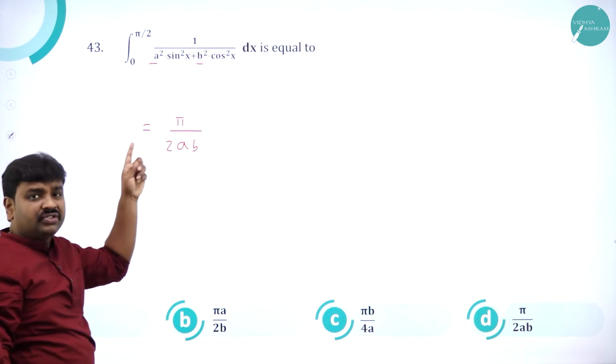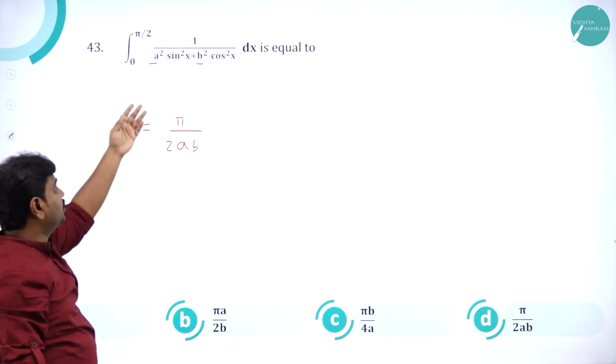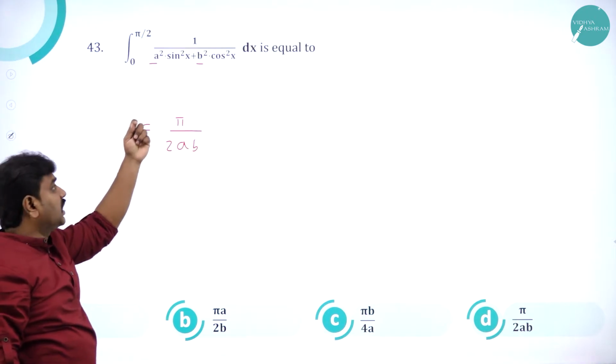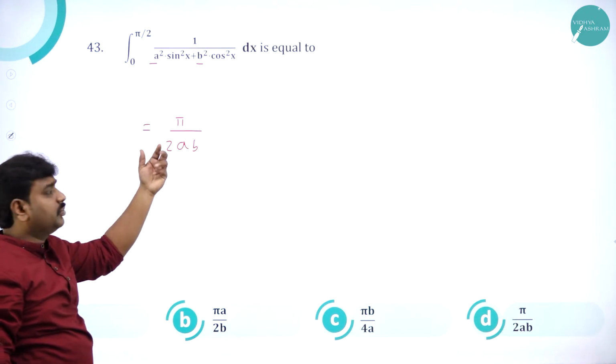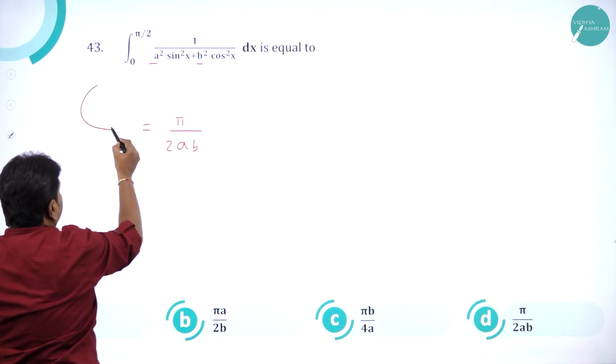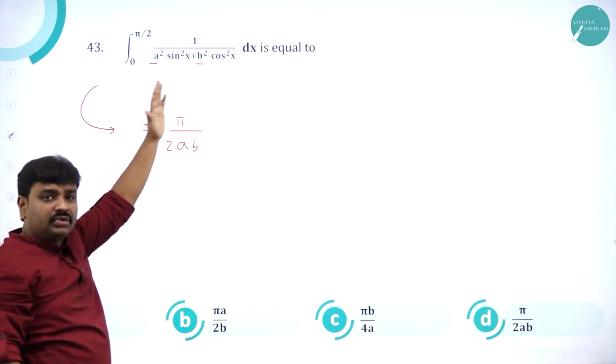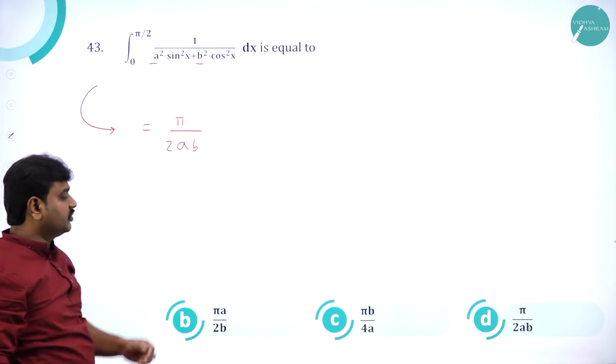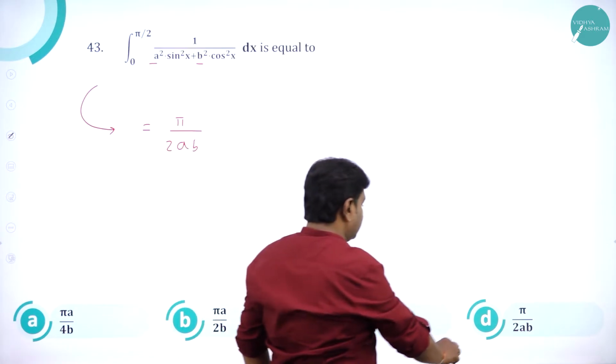Put t is equal to tan x. First you divide numerator and denominator by cos square x, convert it into tan and cot, but don't waste your time, remember the shortcut. In the place of a and b, they'll give different numbers, you can remember this. So pi by 2ab, option D is the answer.